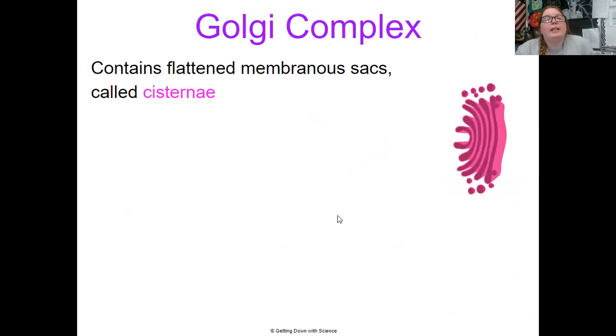So the Golgi complex or Golgi bodies, the terms are interchangeable. There was an Italian scientist whose last name was Golgi, and he figured out these exist, so now we've got that. It contains flattened sacs called cisternae. A cistern is like a storage place for rainwater. So these flattened sacs are cisternae, okay?